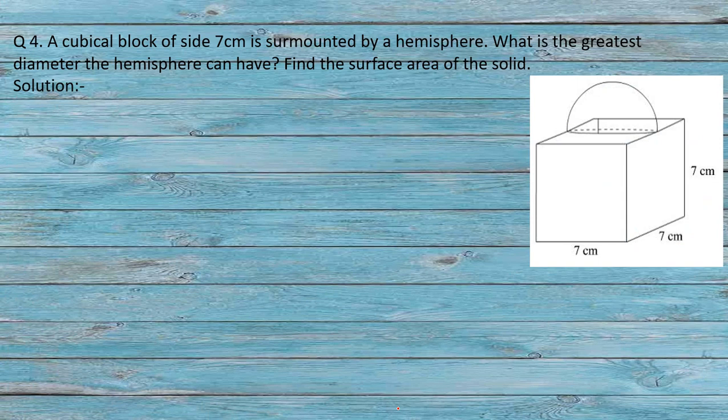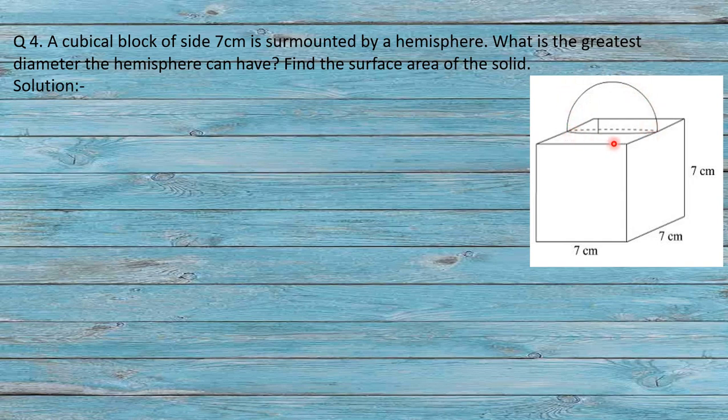Now let's take one more problem of this exercise, question number 4, which says: a cubical block of side 7 centimeters is surmounted by a hemisphere. What is the greatest diameter the hemisphere can have? Find the surface area of the solid. Now here, as in the figure, we observe that the cubical block is there, and on the cubical top there is a hemisphere.